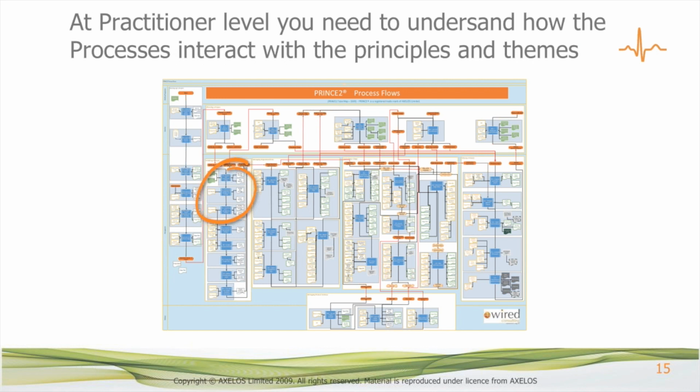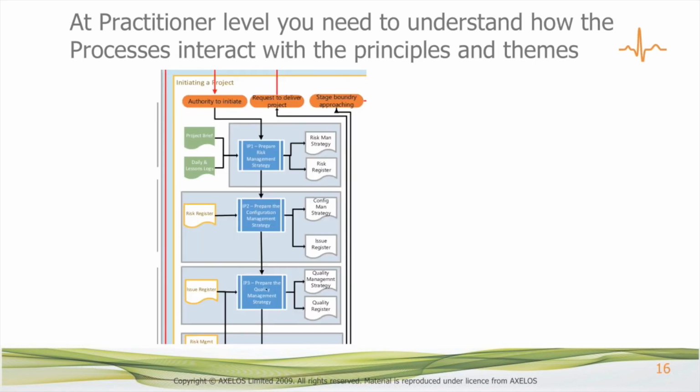If we zoom in to a particular part of it, we can see this is actually initiating a project, and you can see that there are multiple processes within there. So prepare a risk management strategy, prepare configuration management strategy, and such like. And you can see that for prepare risk management strategy, the actual process has been initiated through the authority to initiate that has come from the directing a project process, and the two main inputs to it are the project brief and the daily and lessons logs. Outputs are your risk management strategy and your risk register.